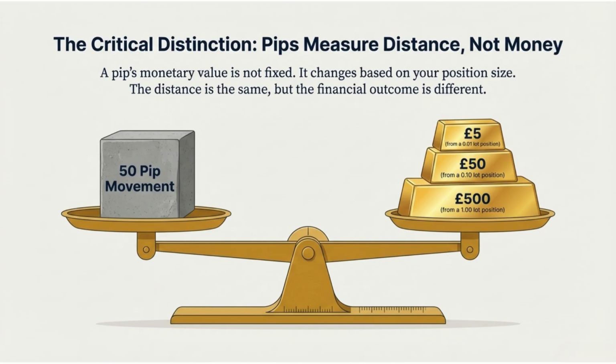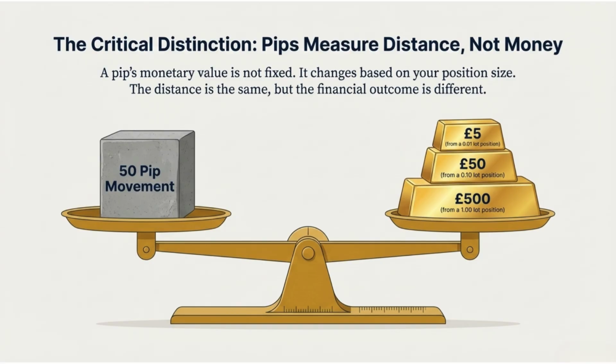PIPS measure distance. They do not, under any circumstances, measure profit or loss. Before you elaborate, let's just address the elephant in the room. I've heard plenty of experienced traders boast about making 100 pips on a trade. But when a beginner achieves the exact same 100 pip movement, they often make a tiny, tiny fraction of the profit. Why is that financial outcome so disconnected from the physical price movement?